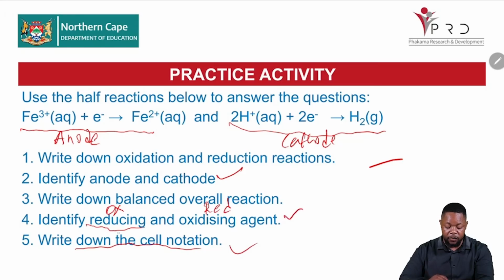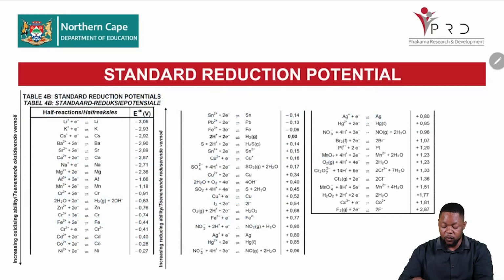Identify the reducing agent. Remember, the reducing agent is a substance that undergoes oxidation. The oxidizing agent is a substance that undergoes reduction. The balanced overall reaction, we wrote it down there. So we have answered all those questions there.